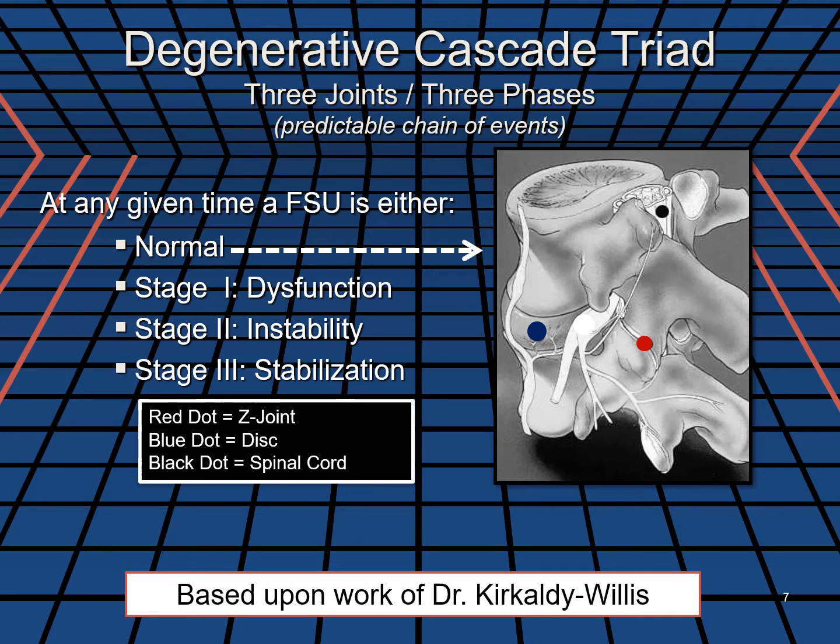If we look at any functional spinal unit in the lumbar spine, and of course we can take this throughout the thoracic and cervical spine, the functional spinal unit is either normal, like we see in the picture here, or it is in stage 1, stage 2, or stage 3 of this cascade triad. And stage 1 is dysfunction, stage 2 is instability, and stage 3 is stability or stabilization.